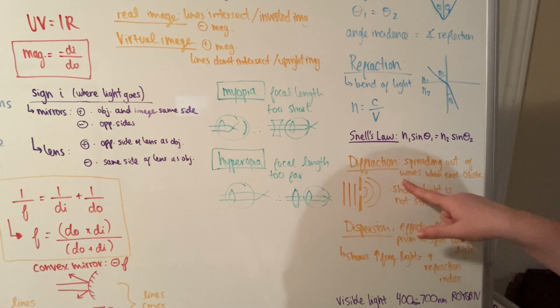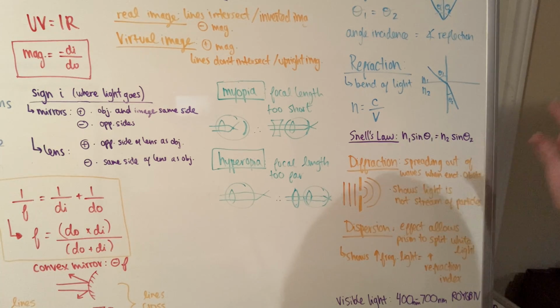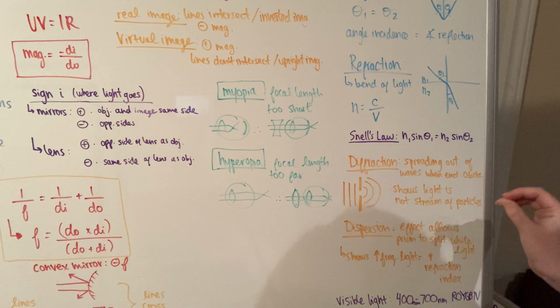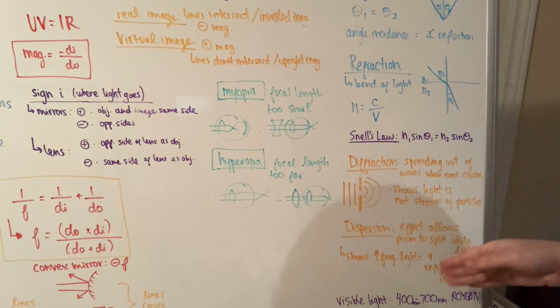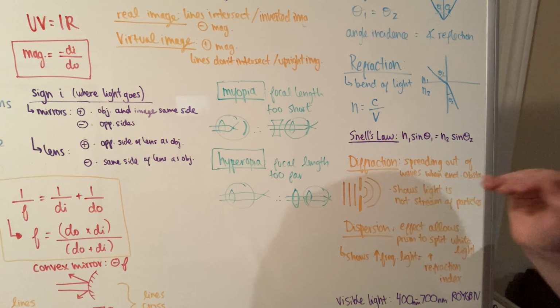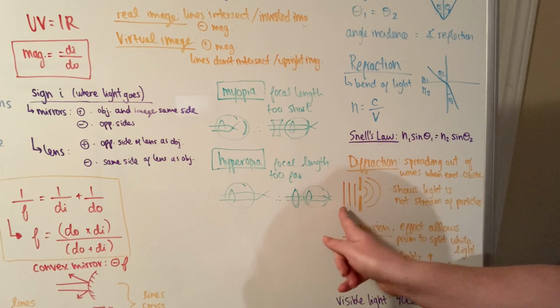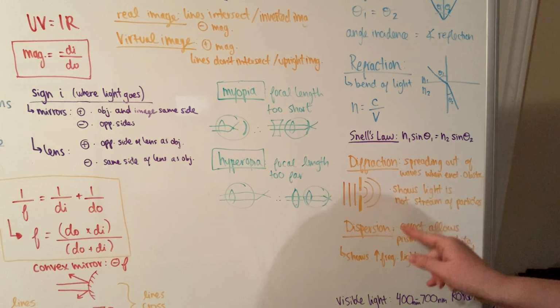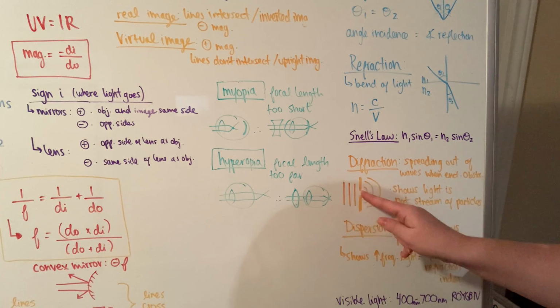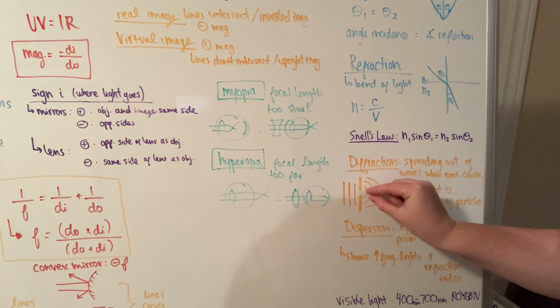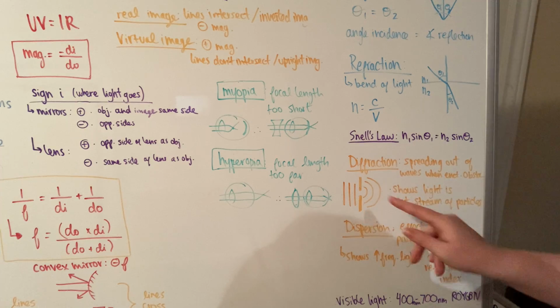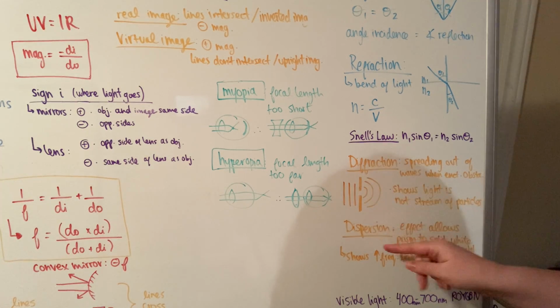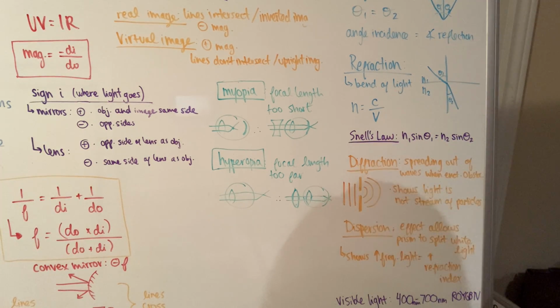Then we have diffraction, which is the spreading out of waves when the light encounters an obstacle. It shows that light is not a stream of particles. If light was a stream of particles, it would go through and just automatically come out as one straight line, right? But if we shine light through one hole, it will light up the whole space, which shows diffraction, the spreading out of those waves. And that proves again that light is not a stream of particles.